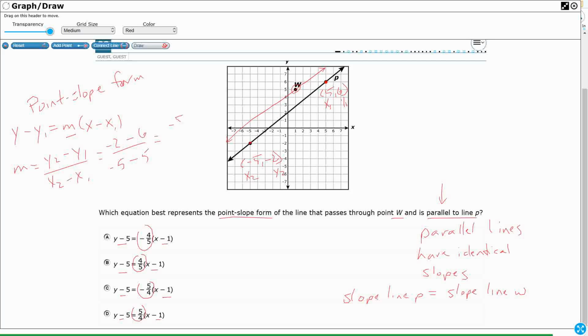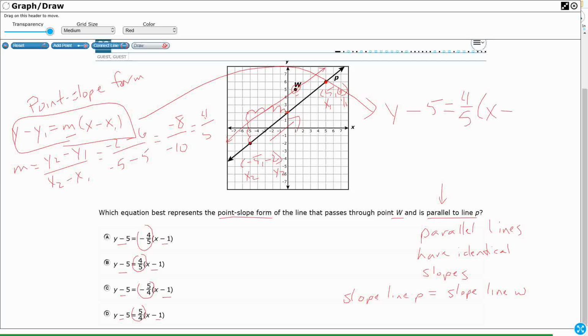So I've got -8 over -10. That's going to be positive 4/5, which makes sense, right? Because it is positive, it's moving up. So it goes up 4, 1, 2, 3, 4, and then over 5, 1, 2, 3, 4, 5. Perfect. So that's my slope there. So I can say, for my point-slope form, let's bring it over here: y minus my y1, which is 5, equals my slope 4/5, x minus what is my x1? So my answer here is B.